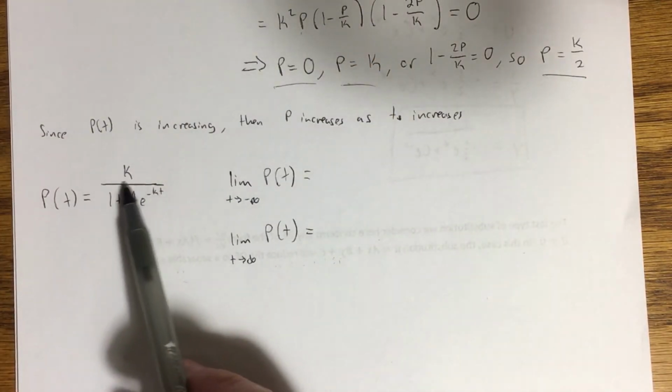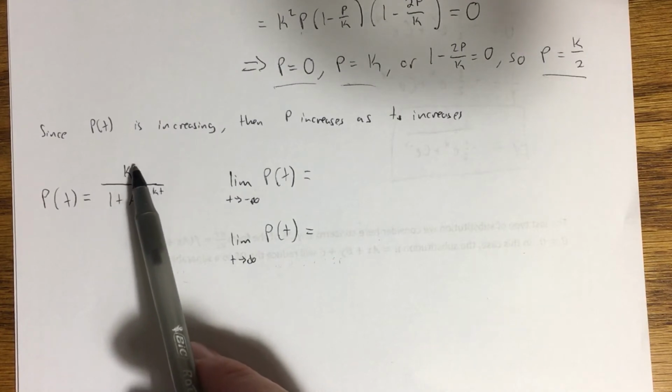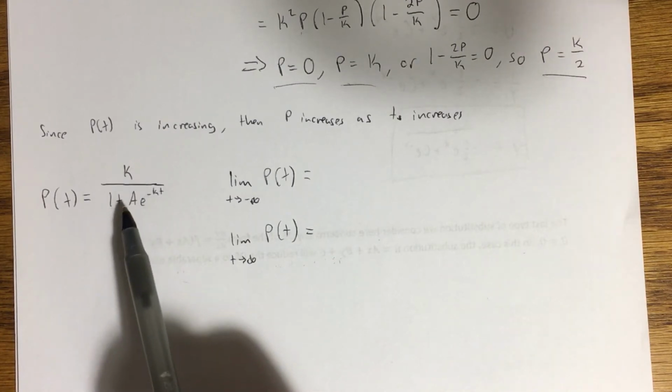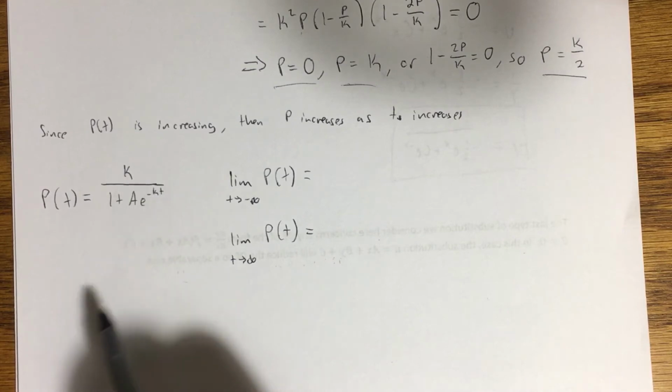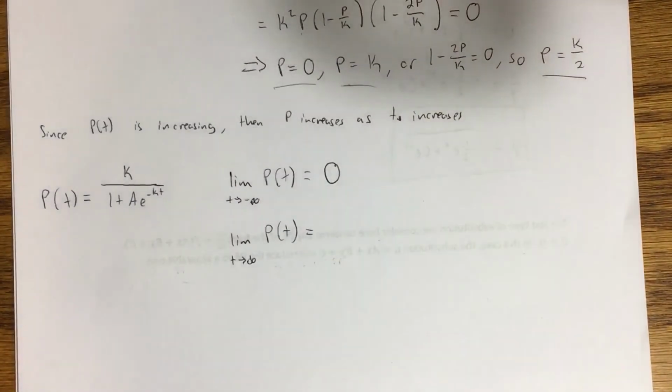But that means we have a very, very large denominator with a relatively small numerator, which means this entire thing is going to shrink to 0. That confirms the suspicion that we had by looking at those solution curves.